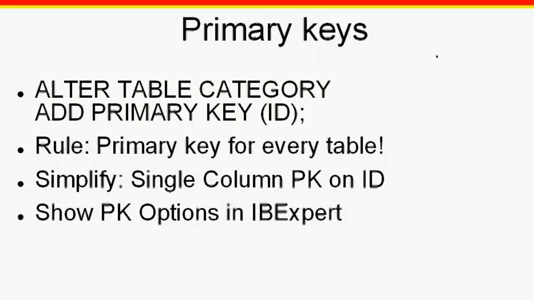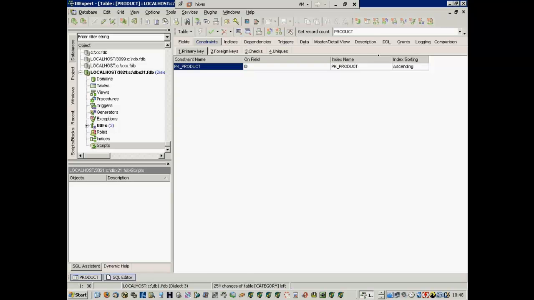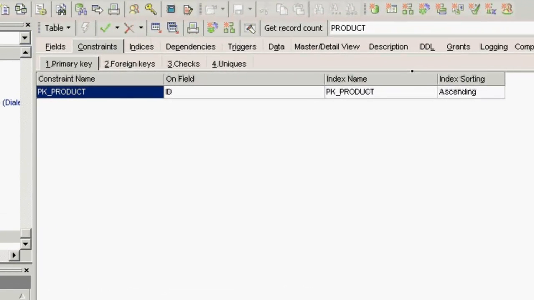You should define a primary key for every table. Without a primary key, you do not have 100% SQL access to the table. Without a primary key, you could insert two identical data sets, but when you use the delete command, only one of them would be deleted. And don't forget to simplify. Create a single column key on the ID field. If we take a look at the constraints page in IB Expert, on the left, you can see the primary key name on the ID field with index name and sorting direction.